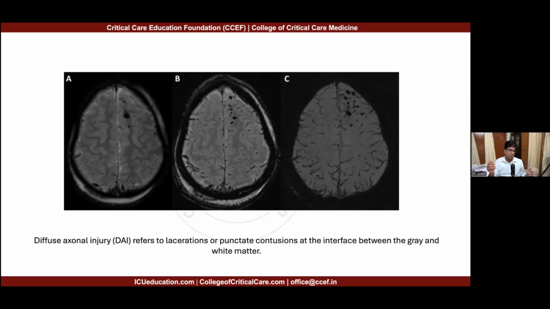So there are GCS scalings. If the GCS is down, or you find any evidence that this patient may have a raised ICP, then you should go for a CT scan. While in our part of the country, because facilities are available, it is usually done most of the time on day one in the ER.